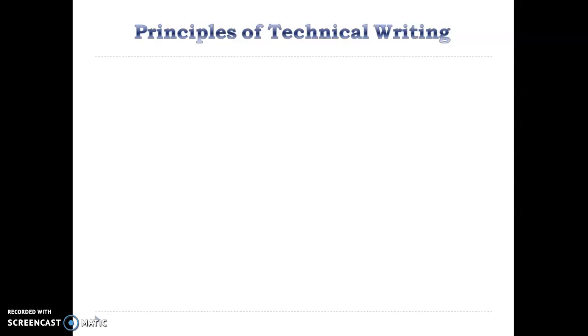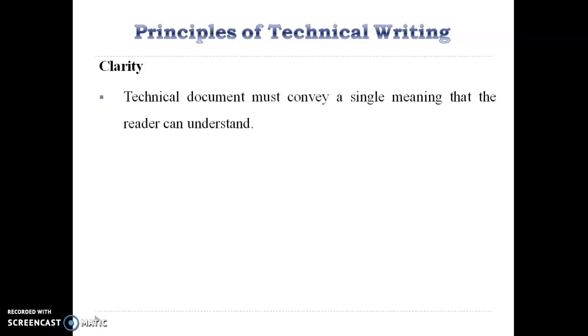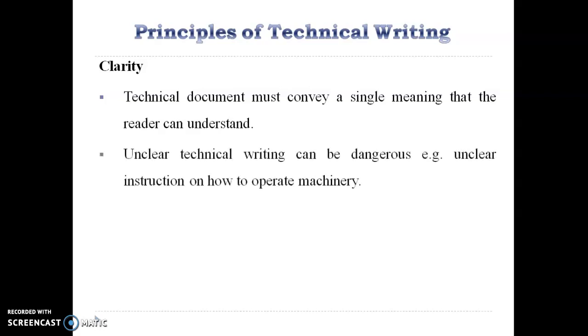Okay, so the first principle is clarity. We know clarity means conveying any message accurately. Clarity is a bit difficult to achieve, but one must take care that your technical document conveys a single meaning that the reader can understand. There should not be any confusion. Second thing is, unclear writing can be dangerous.